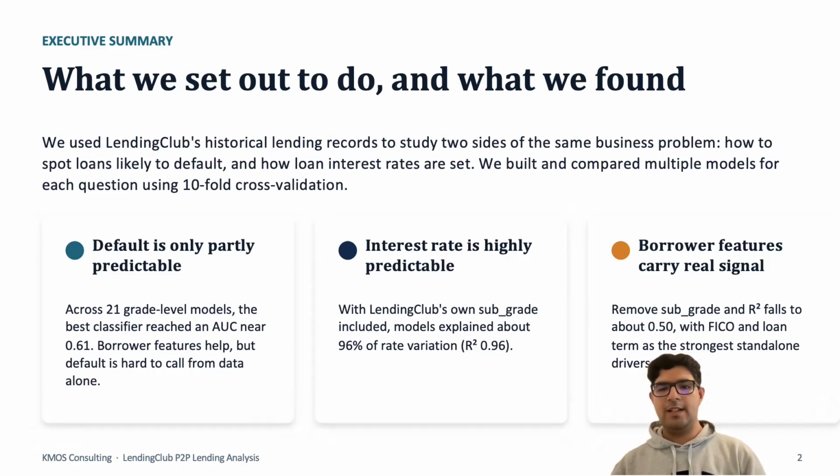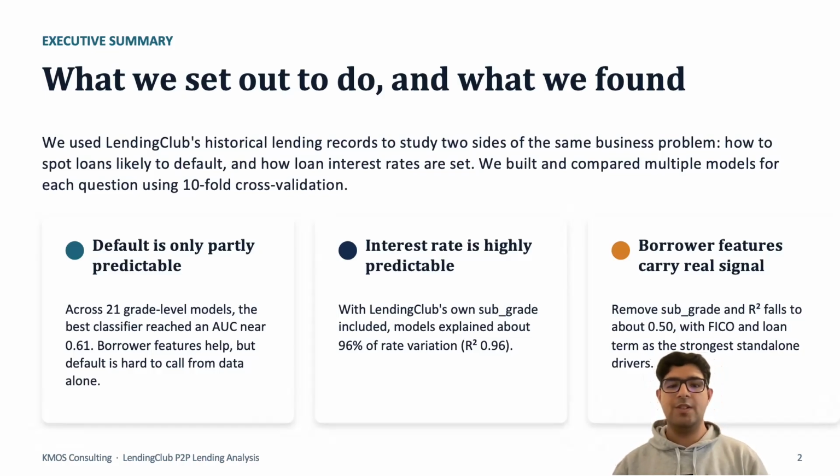The second finding is almost like a mirror image. Interest rates turned out to be highly predictable. So when we let our models use Lending Club's own internal subgrade as an input, they explain about 96% of the variation. In other words, once you know the grade Lending Club assigned, you can essentially reconstruct the price yourself.